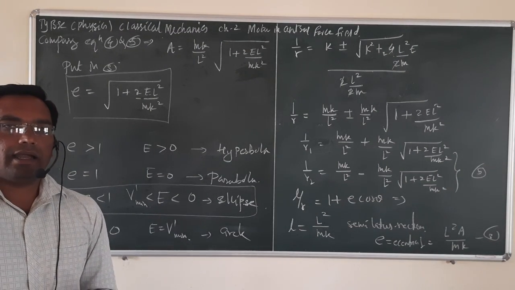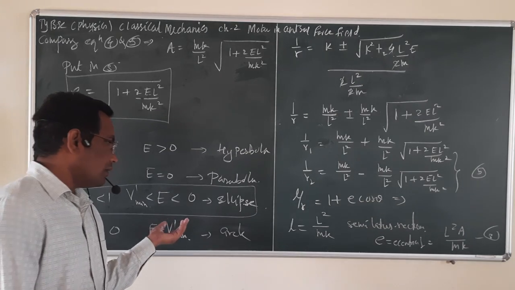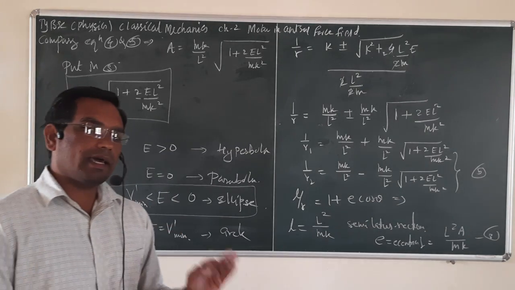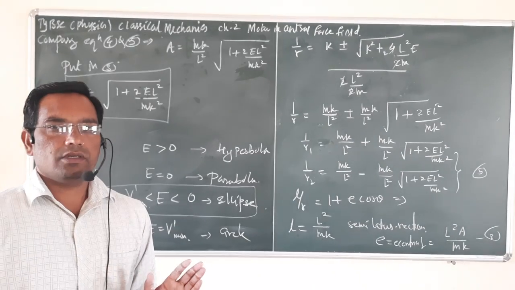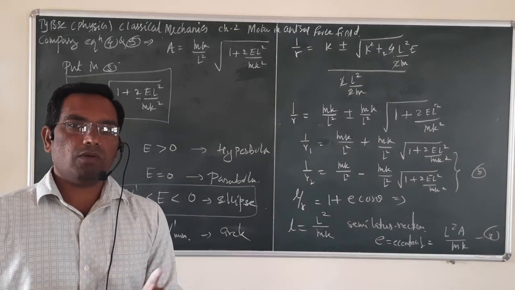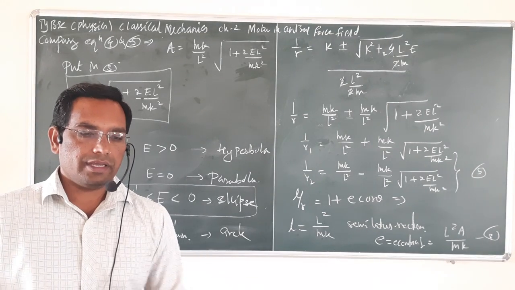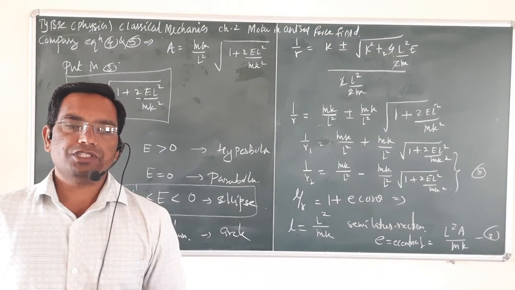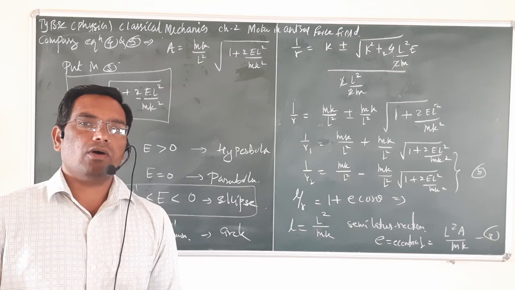And the sun is situated at one of the foci of the ellipse. So in this way, we derived Kepler's first law of planetary motion. In the next lecture, we will see the derivation of Kepler's second law and third law.